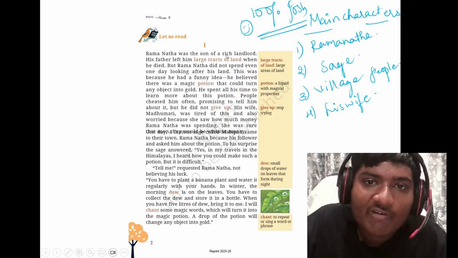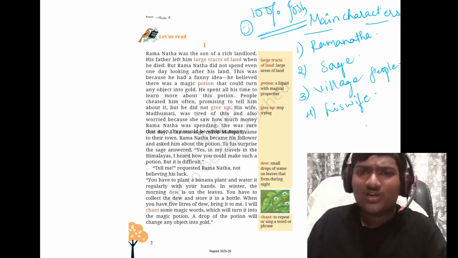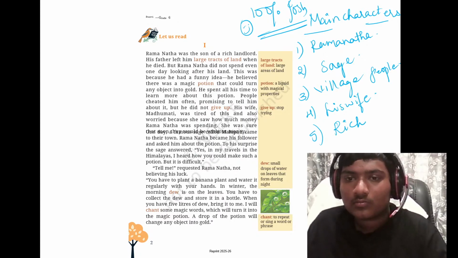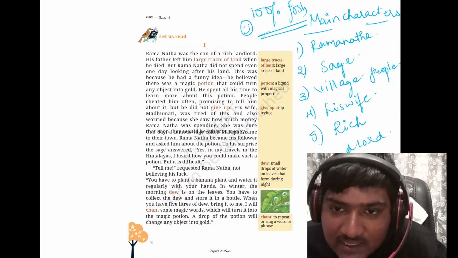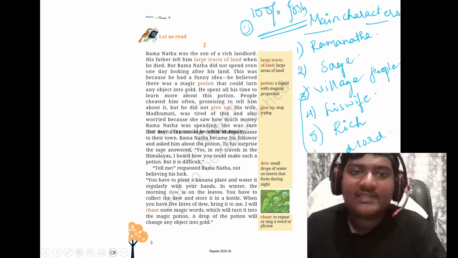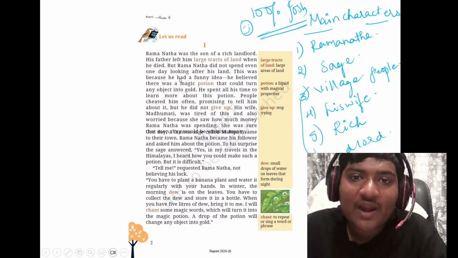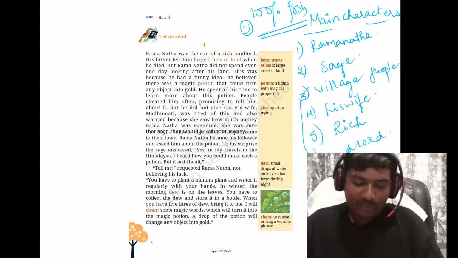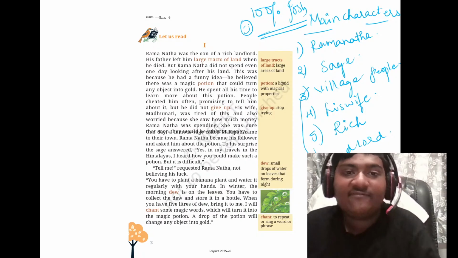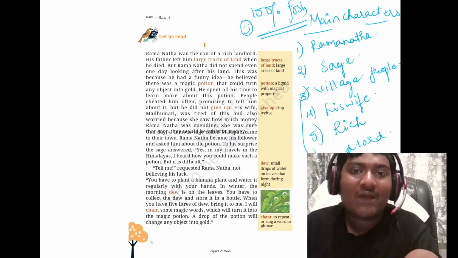Ramanatha was the son of a rich landlord. So here they mentioned a rich landlord. Whose son? Rich landlord's son. Who is he? Ramanatha. Okay. His father left him large tracts of land when he died. So when Ramanatha's father died, as he was a very rich person, he left some of the lands to Ramanatha.